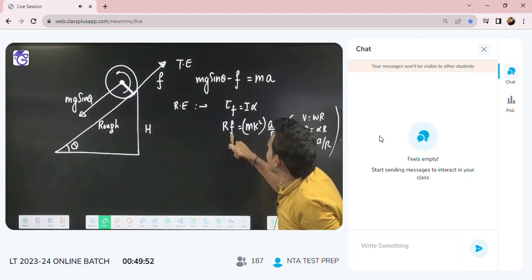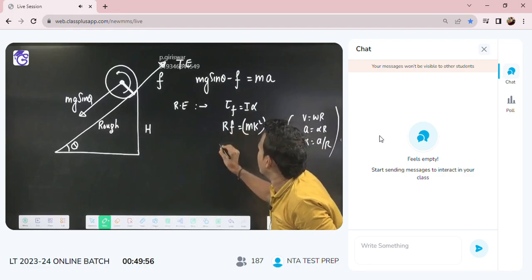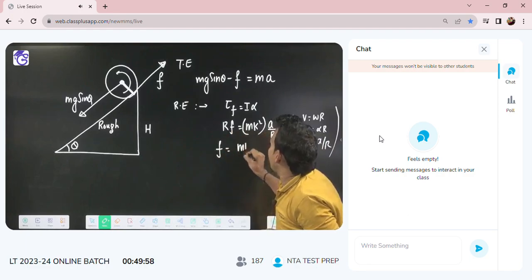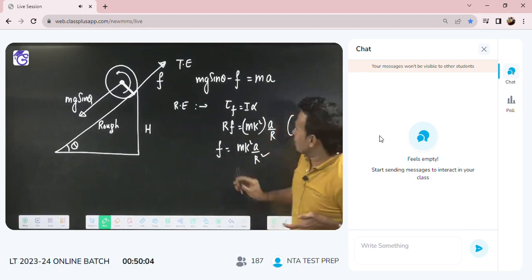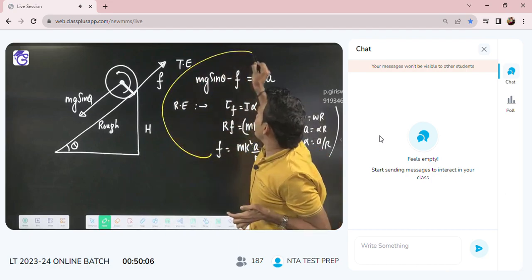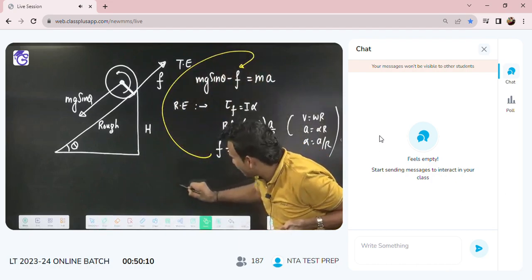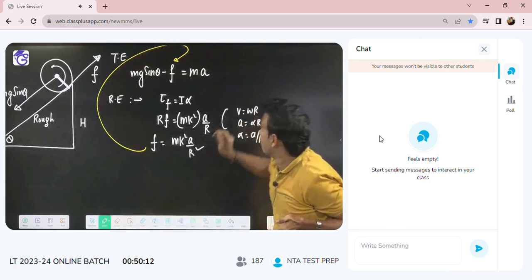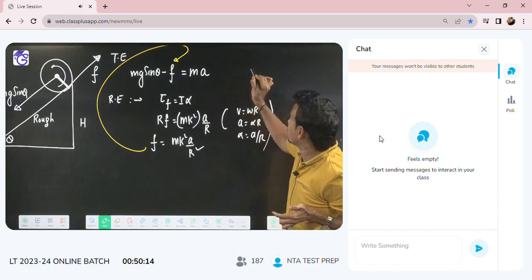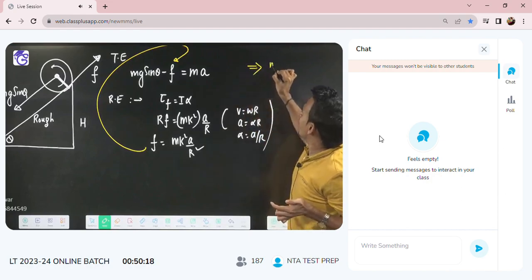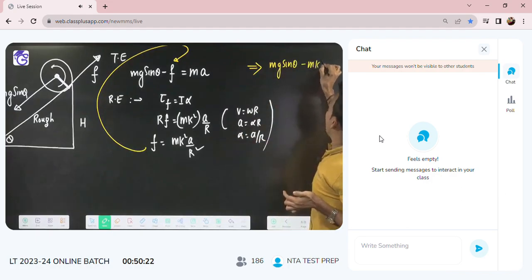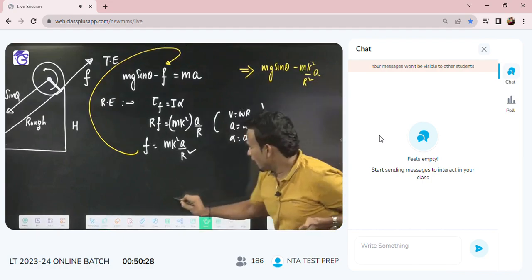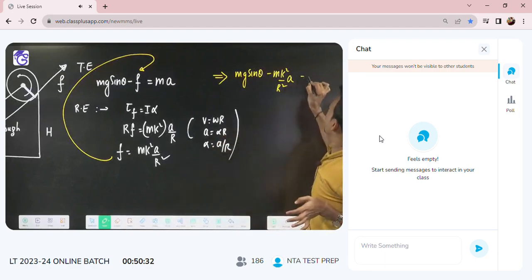Now from here you can calculate the value of friction. This friction will become mk square into A by R square. And once you have this friction, you can put it here, and you will get the value of acceleration. Once I put friction here, you can see, this will become mg sin theta minus mk square by r square into A equal to ma. The derivation is a little lengthy, no problem.